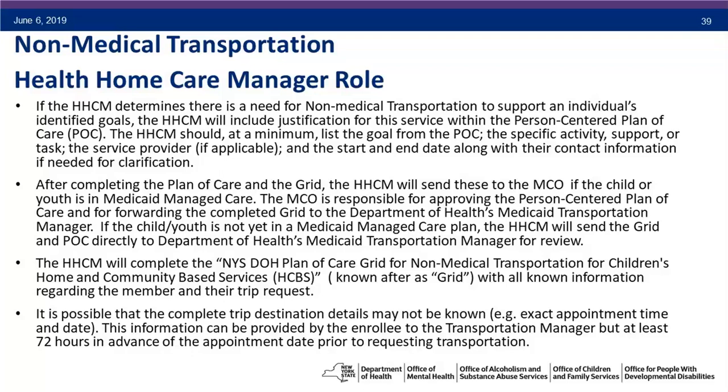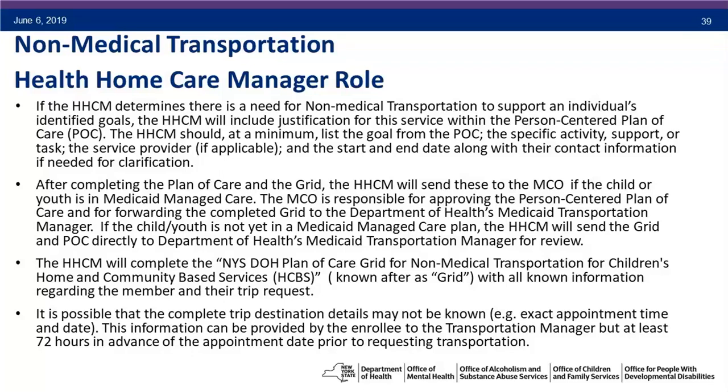When that plan of care is delineated specifically, it'll have the actual activity, support, or task that it refers to, the service provider, if that's part of the goal, and a start and end date, along with the contact information that might be needed by the transportation manager for clarification. The healthcare manager will complete the plan of care. They'll also complete a grid that will show exactly what the service will be, and those will be sent to the MCO if the child or youth is in Medicaid managed care.